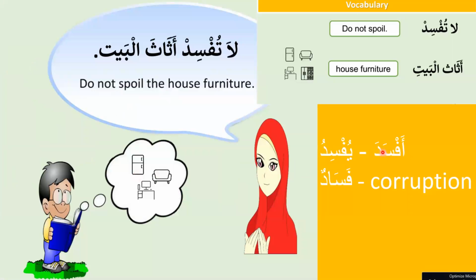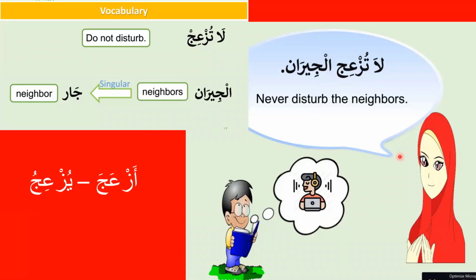Afsada. Afsada is he corrupted. So it's not ending in u. That's the clue. So it's a verb, a four-letter verb with a starting hamza. That's what it is. Okay.